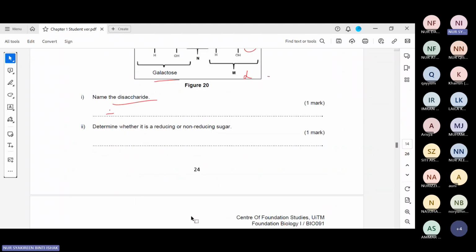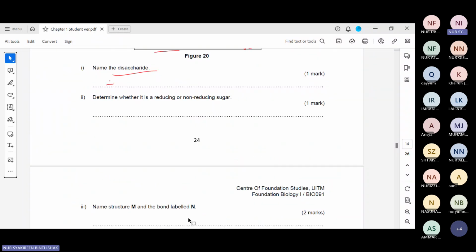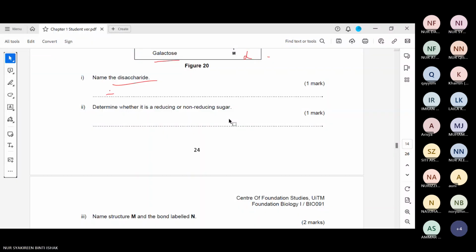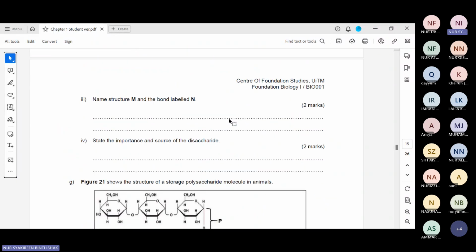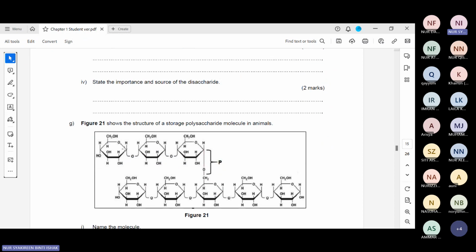Okay. And then next question, name structure M and label the bond N. M is alpha glucose, label the bond between galactose and glucose, carbon number 1, carbon number 4. So 1,4 glycosidic bond. Okay. So state the importance and the source of the disaccharide. Importance is as source of energy, source is milk. Okay, when you are hungry and drink milk you feel full, source of energy.